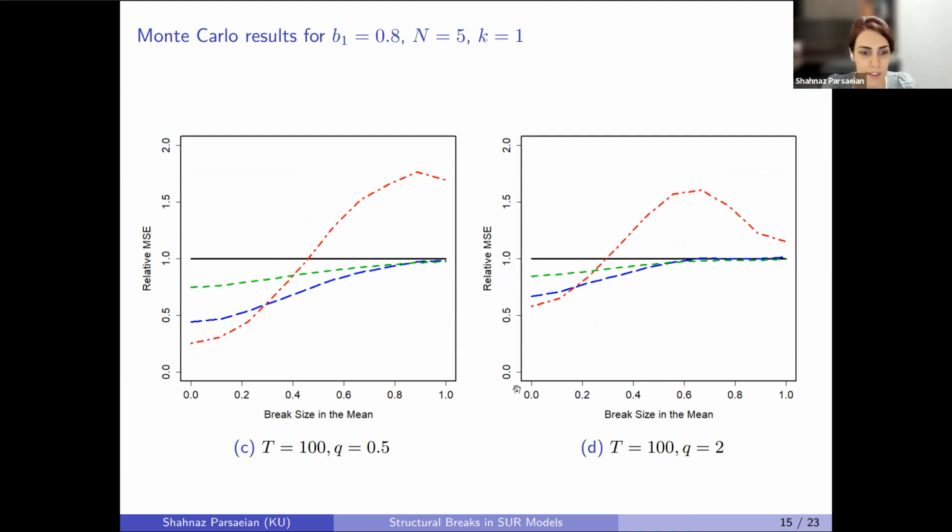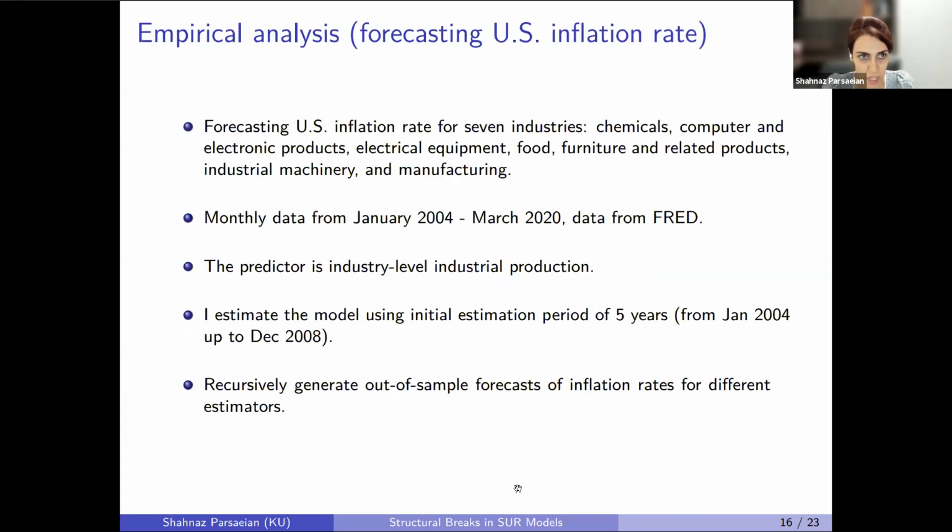Okay. And here is the result for another specification when the breakpoint is at 80. So again, a similar result holds. Now, for the empirical analysis, I applied the method to 2 different data sets, one forecasting the US inflation rate for 7 industries listed here, and also forecasting real GDP growth.